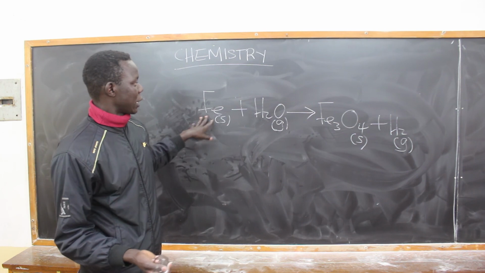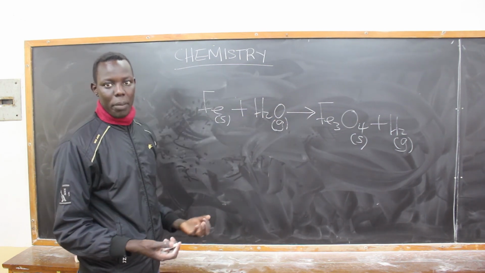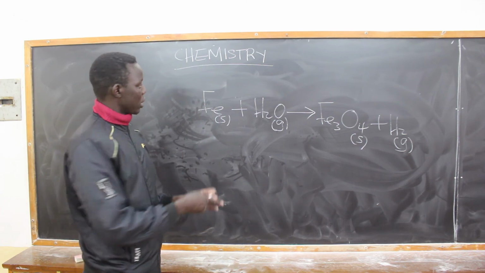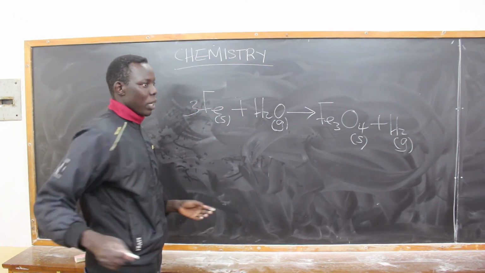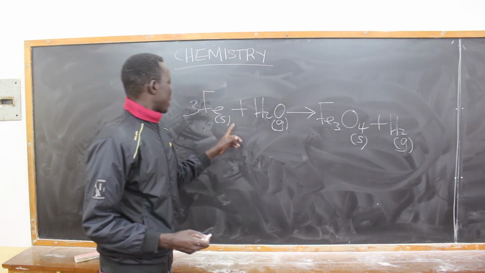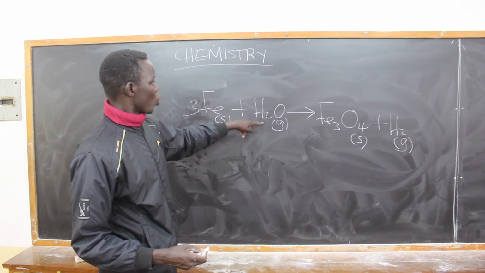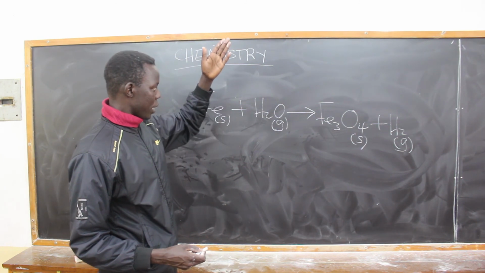Iron is 1. Iron is 3. Balance. Hydrogen 2, here is 2.